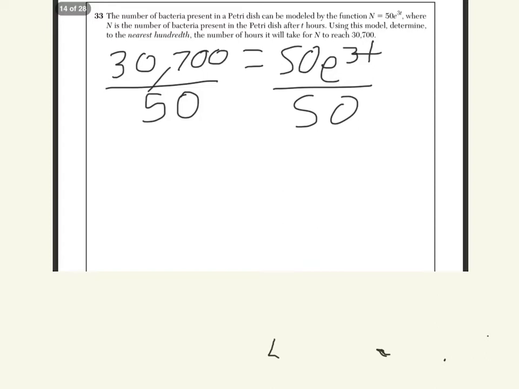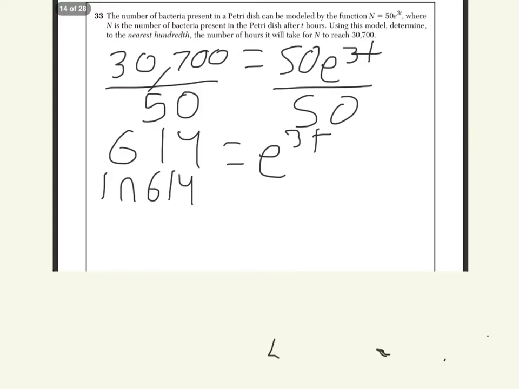That leaves you with 614 is equal to e raised to the 3t power. Now, the next step is to find the natural log of both sides in order to get rid of the e from the first side. So let's go ahead and do that. You have ln, the natural log, of 614, and then you have the natural log of e raised to the power of 3 times t.